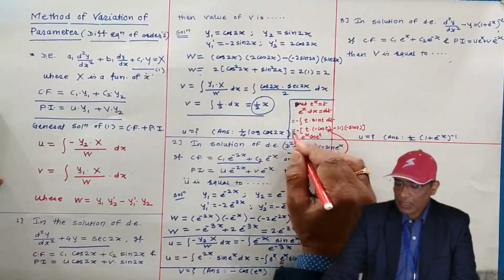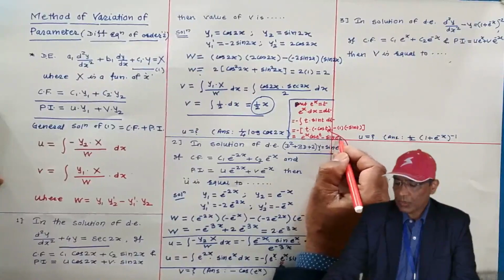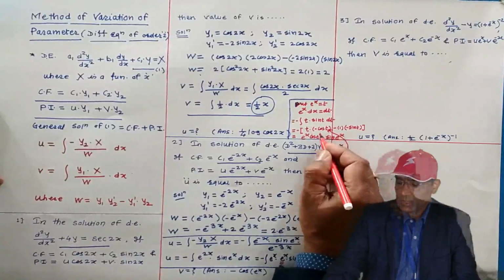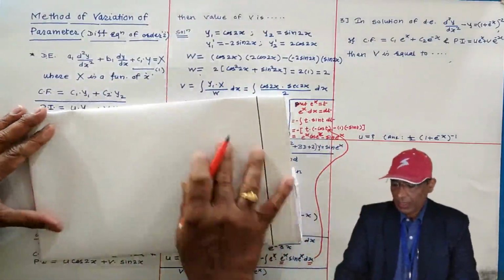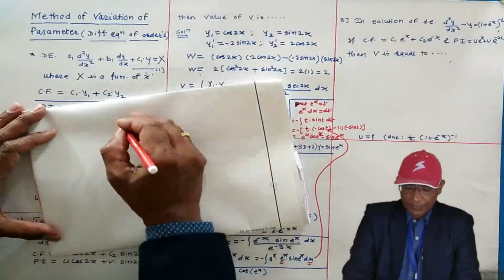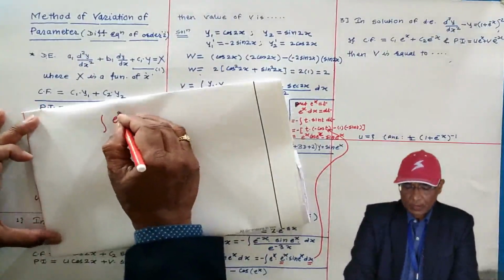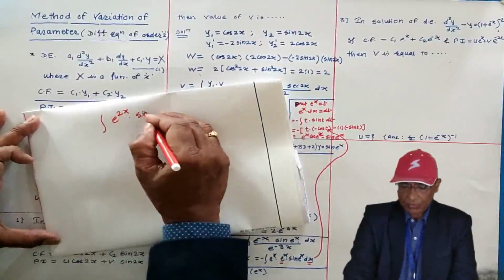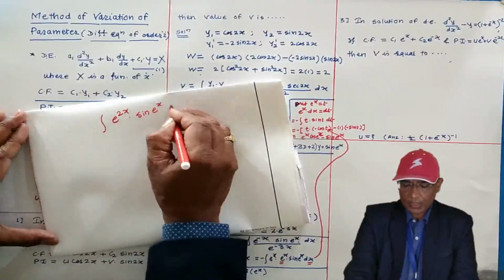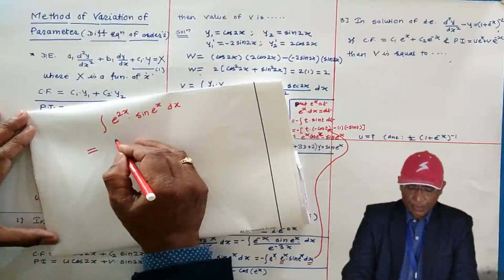This minus and this minus will be minus sine of t means e raised to power x. So I am going to repeat this once again on the separate sheet. See what we are going to find. Integral of e to the power 2x multiplied by sine of e to the power x. This integral I want. Separately integration I am going to do.